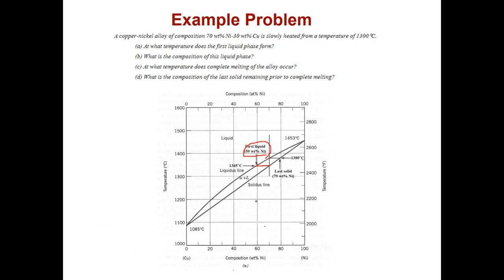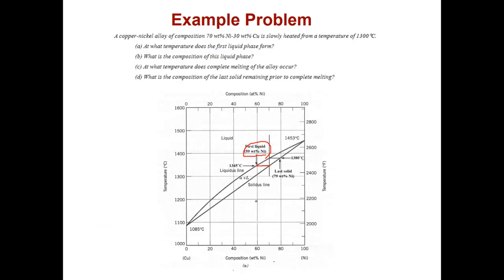So the first drop of liquid phase appears when the temperature is 1345 degrees C and its composition is only 59% nickel, which is less than the overall composition of the alloy, which was 70% nickel.